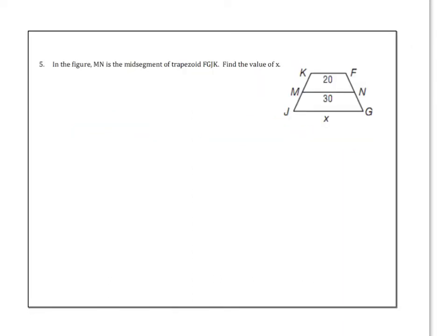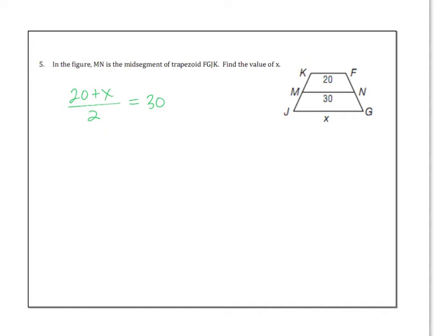In the figure, MN is the midsegment of trapezoid FGJK. Find the value of x. Well, if we add the two bases, 20 plus x, and divide by 2, it should equal the midsegment, 30. Now work backwards and solve it.